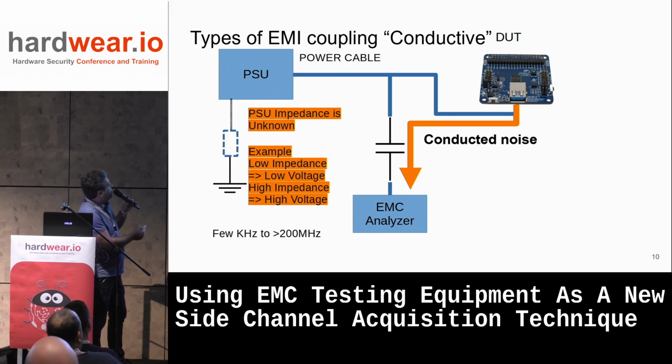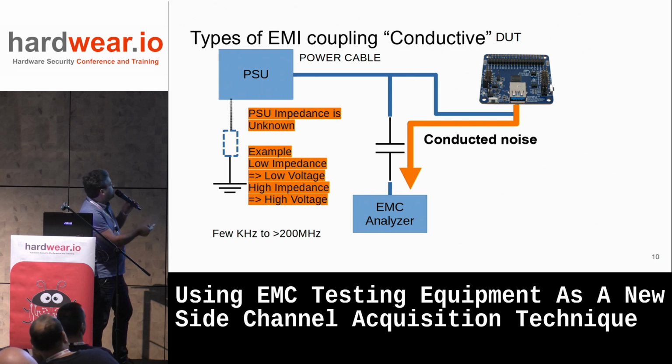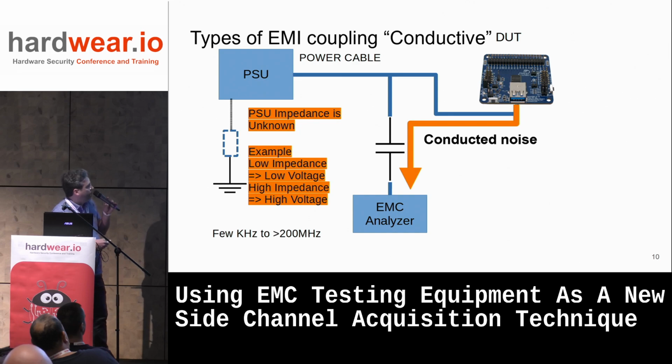As for the power supply, the impedance is unknown. So if low impedance, we will have low voltage, so it's not good. And if we have high impedance, we will have high voltage there. And the DC coupling is here to filter the DC current, to just have alternating current there, from a few kilohertz to more than 200 megahertz. Okay? So there, the issue is here with this schematic. So let's see how to improve that.